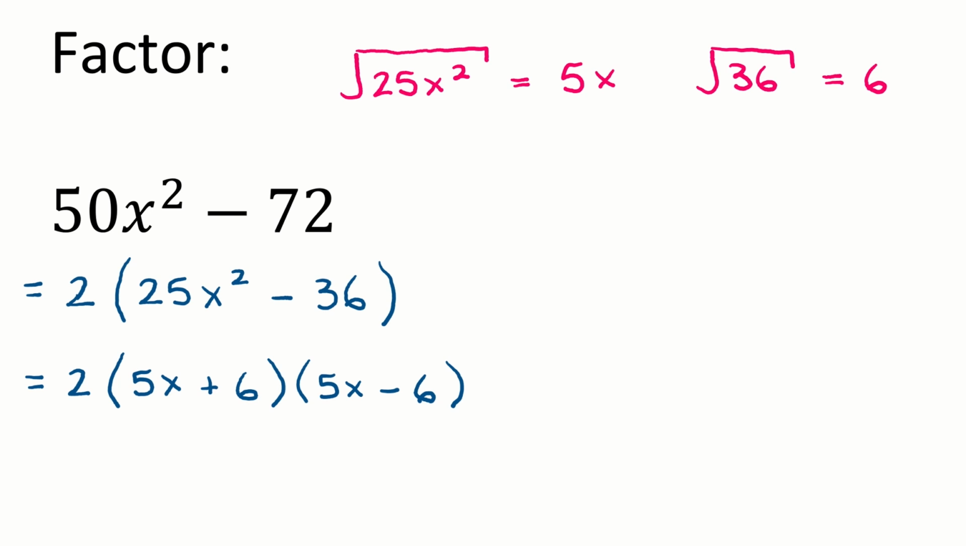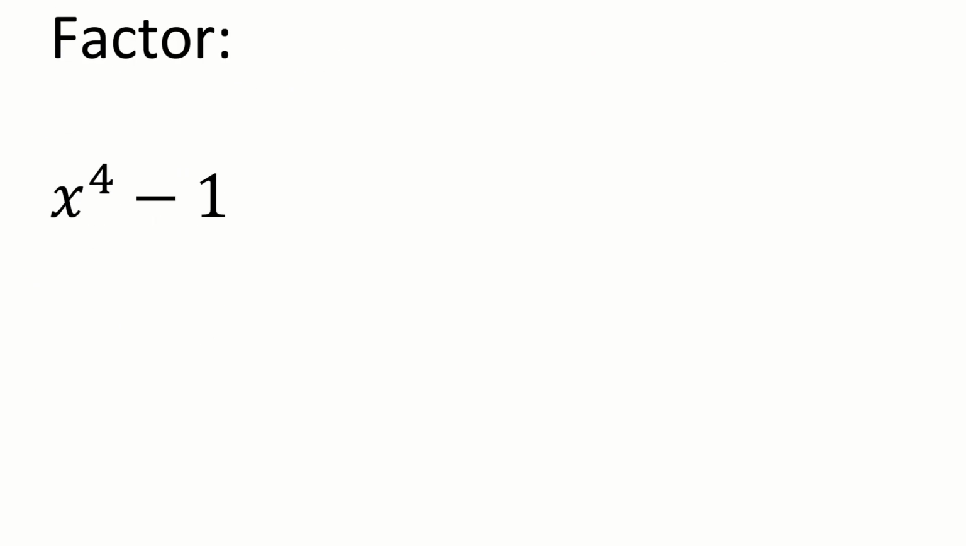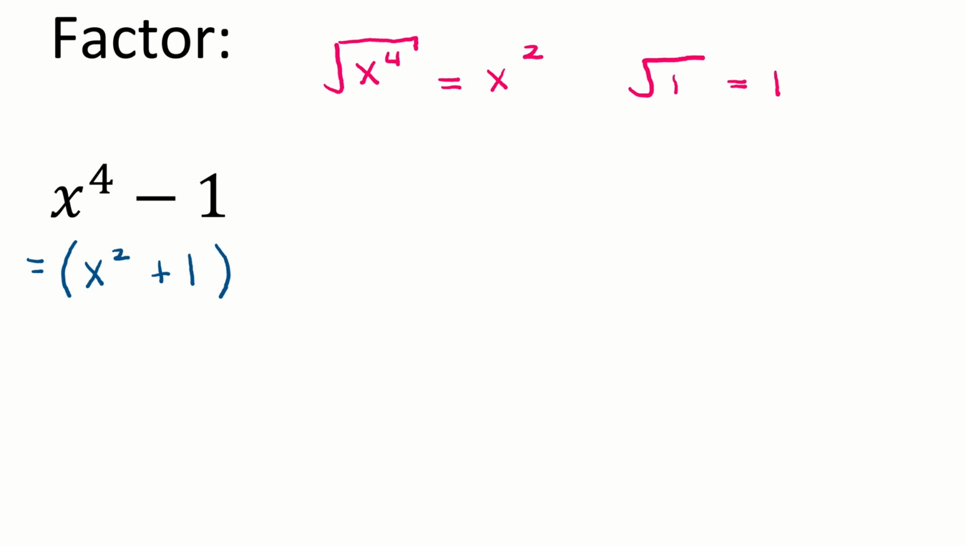Let's try one more example. So our last example is x to the power 4 minus 1. They're both perfect squares. We have an even exponent, which means you can square root that. So we're going to square root each term. The square root of x to the 4 will give us x squared, and the square root of 1 gives us 1. So writing out our next line here, we have (x squared + 1)(x squared - 1).